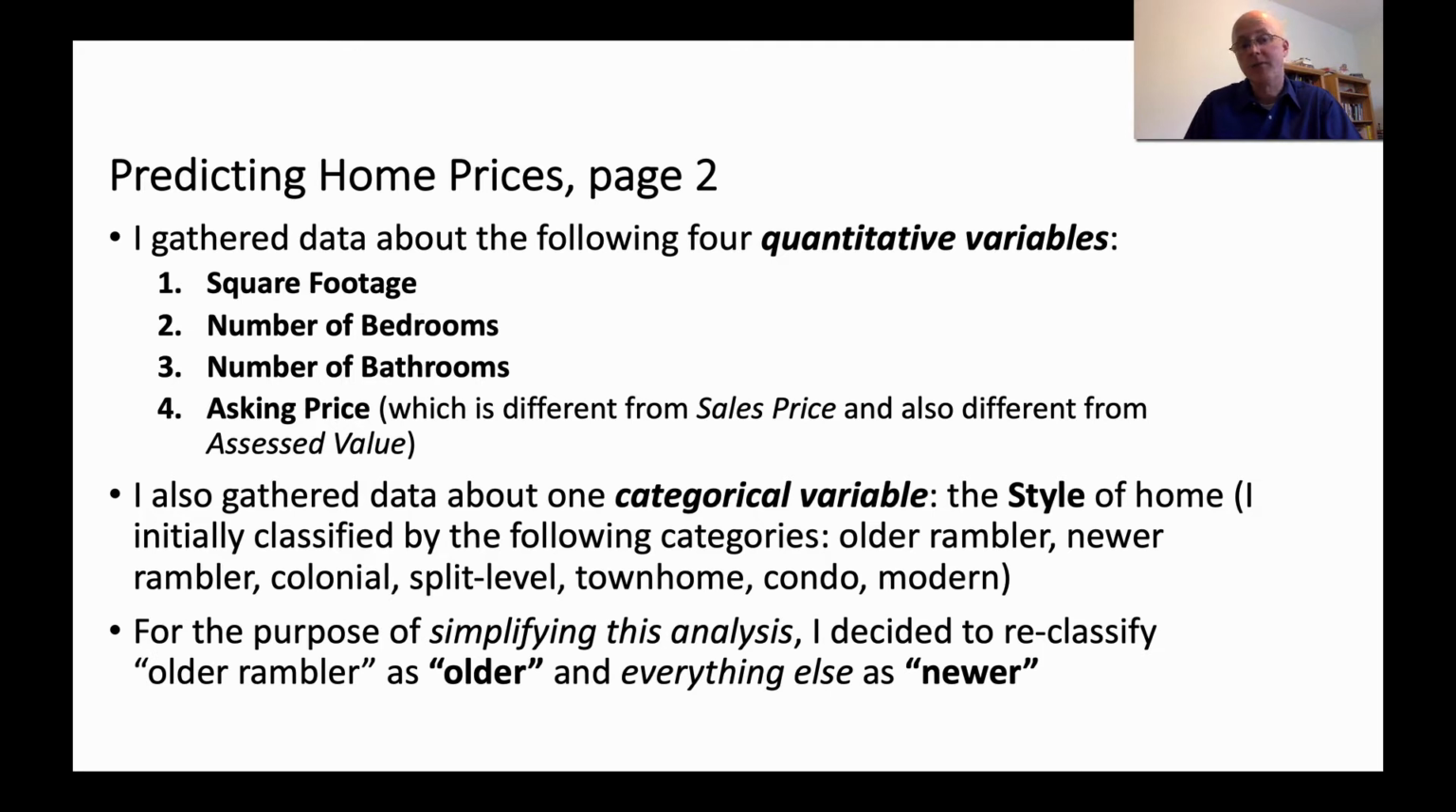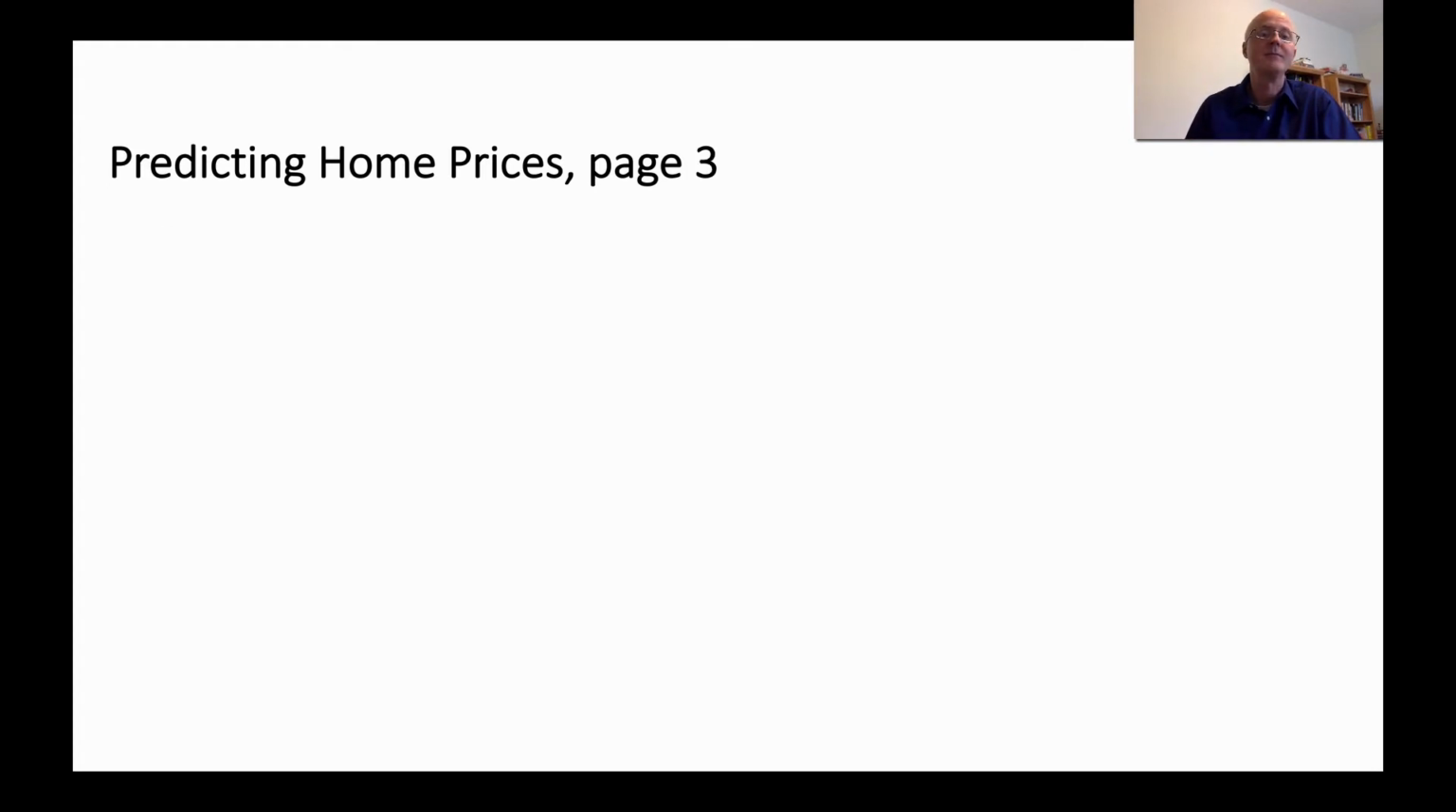However, for the purposes of simplifying this particular analysis, I decided to reclassify these things. The older Rambler gets classified as older, and everything else I lump together as newer. Now, that might be debatable whether that's a good idea or not. It seemed reasonable to me, and when you're developing models like this, reasonableness is oftentimes a criterion that people use.